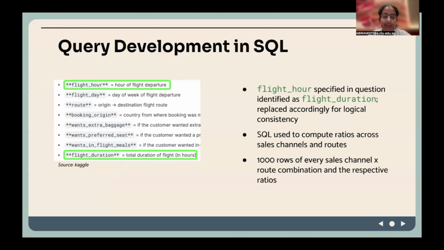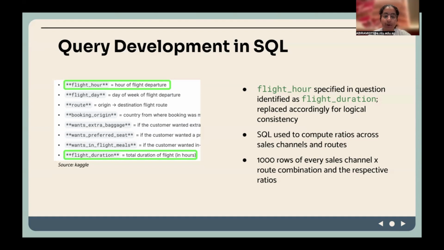However, it makes little sense to compare the data with what time the flight departed. The times at which flights depart are purely random and would not give any logical correlations or trends. It made more sense to compare the variables with the duration of the flight. Hence, to ensure logical consistency, the column flight duration was used instead.